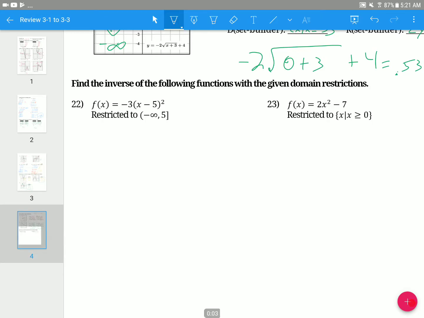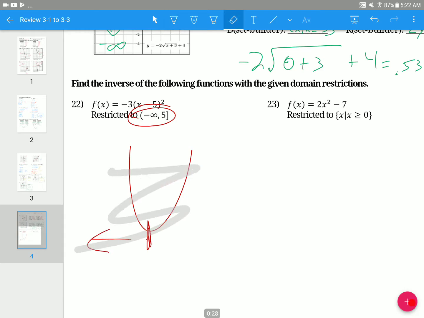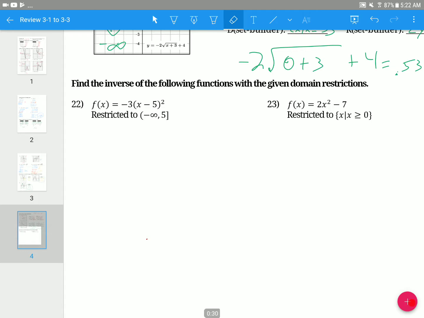All right. Find the inverse of the following functions with the given domain restrictions. What we are doing is we are basically again switching x and y, but the issue is we are restricting the domain to negative infinity to 5. Well, remember that's if you got your vertex, we're restricting it to the left side. Okay, that's what's going on here, so that our inverse can still be a function.